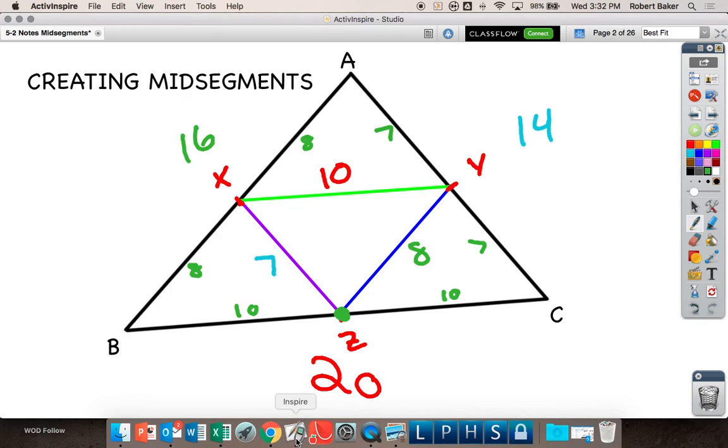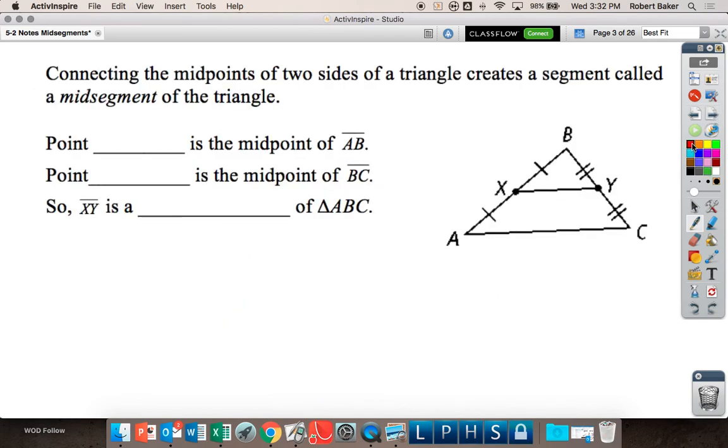We've done a lot of the legwork. Let's just kind of solidify a couple of different techniques. So open your notes. It says, what is the midpoint of AB? What is the midpoint of line segment AB? X. And what is the midsegment of line BC? Y. So that line segment XY is now called what? A mid-segment.